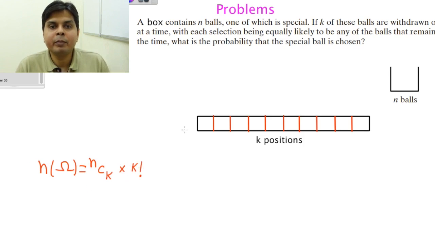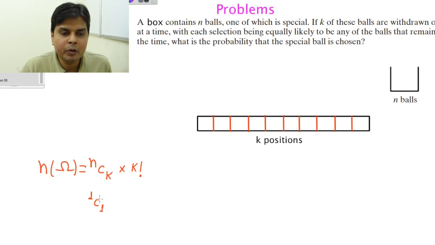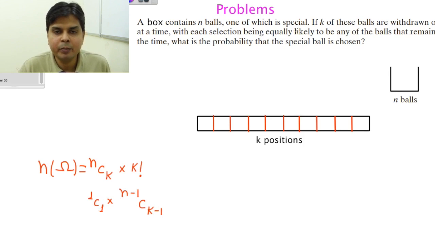Now what is my favorable outcome? My favorable outcome is that this particular special ball is always chosen. So if this ball is always chosen, then what will be the number of outcomes? It is 1C1, because one ball has to be already chosen, then from the remaining n minus 1 balls, I have to choose k minus 1 balls. This 1C1 is because the special ball is fixed, it has to be chosen. Then these favorable outcomes also can be rearranged in k factorial ways.